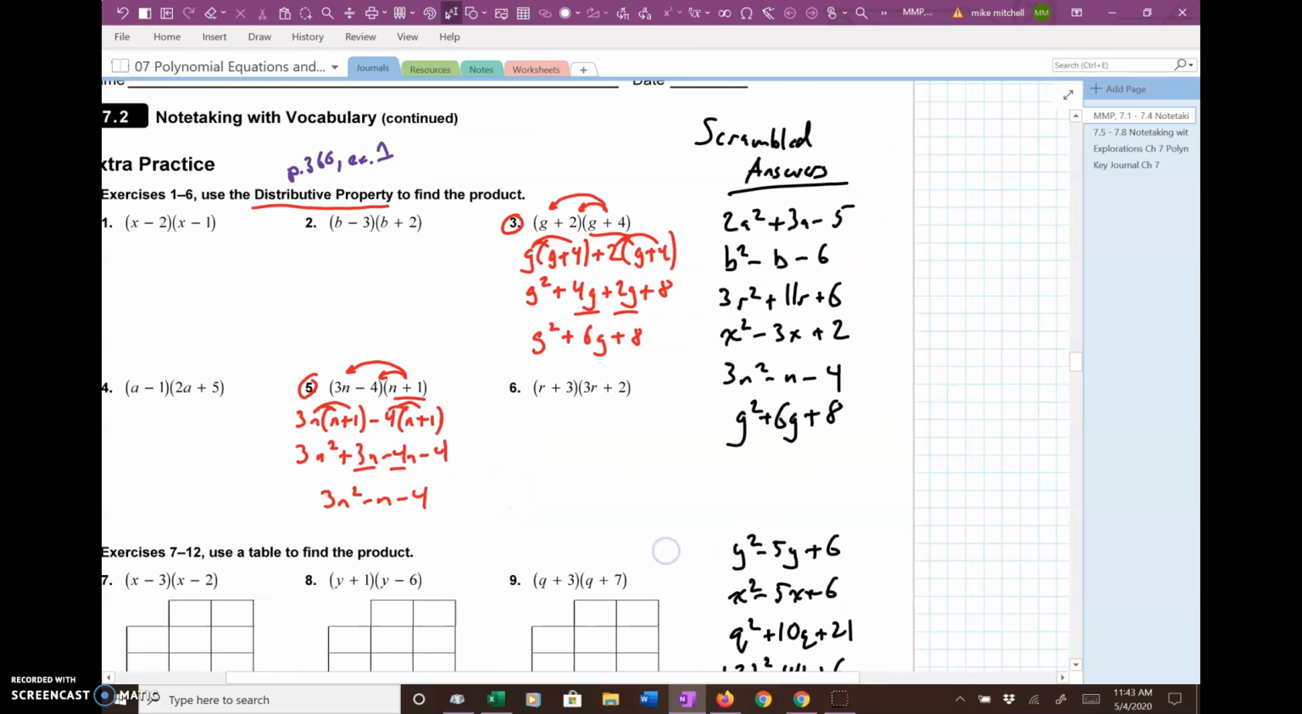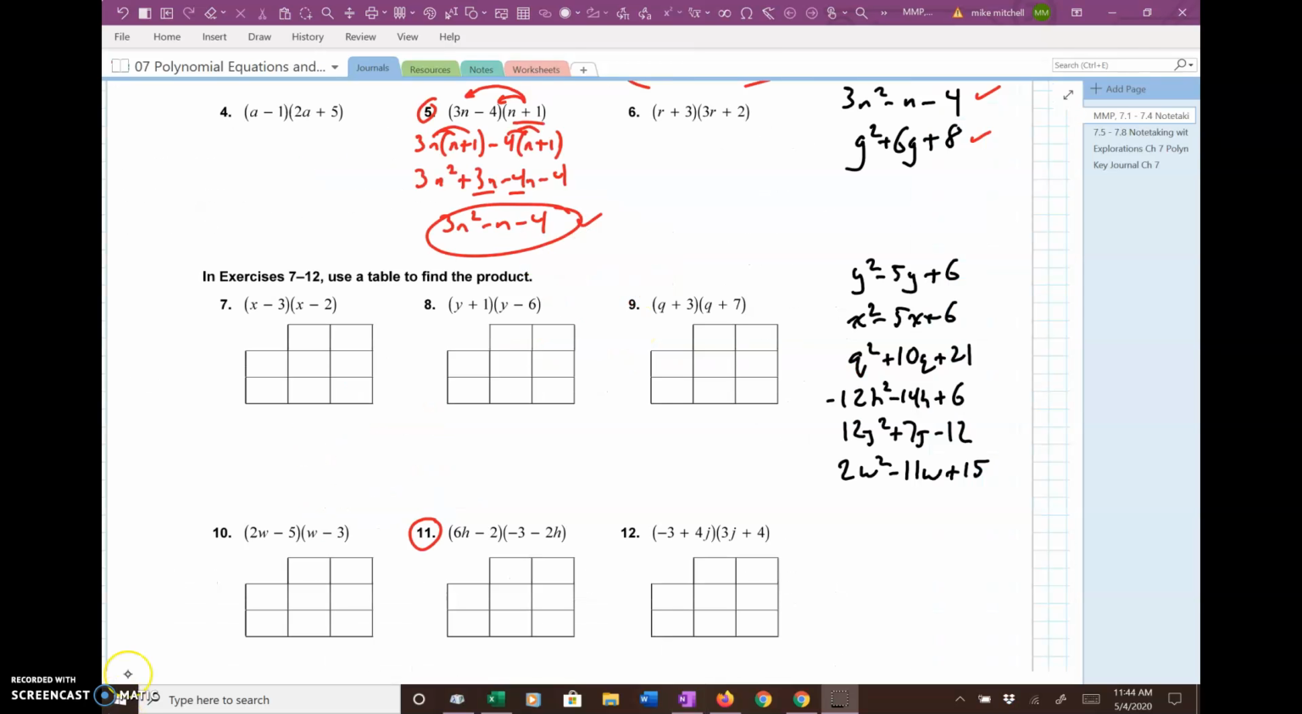I forgot to check my answers. There's my answer. It checks out with that one. There's my answer right there. It checks out. So we're looking good. Now this method a lot of people really like. In exercise 7 to 12, use a table to find the product. Again, that is in your book.